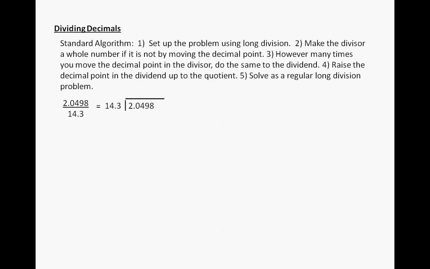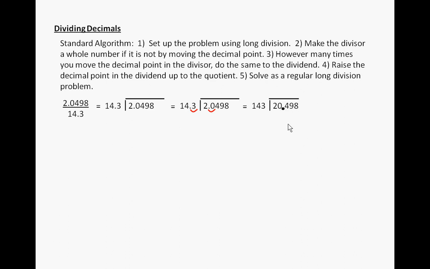2 and 498 10,000ths divided by 14 and 3/10. So what ends up happening here is we have the decimal point in the divisor, which is not making this a whole number. So we're going to need to multiply this by 10, which means we also multiply this by 10, and we move the decimal point over one place. Now we end up with 143 into 20 and 498 thousandths.